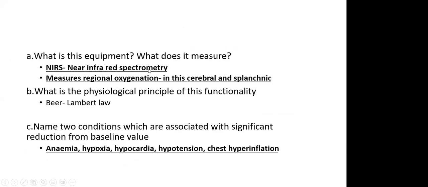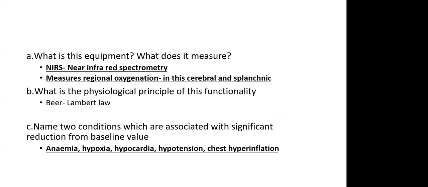So this equipment is NIRS, near infrared spectrometry. It measures the regional oxygenation in terms of cerebral and splanchnic. It uses the same law as your pulse oximeter. The pulse oximeter also uses the Beer-Lambert law, and this also uses the same law.